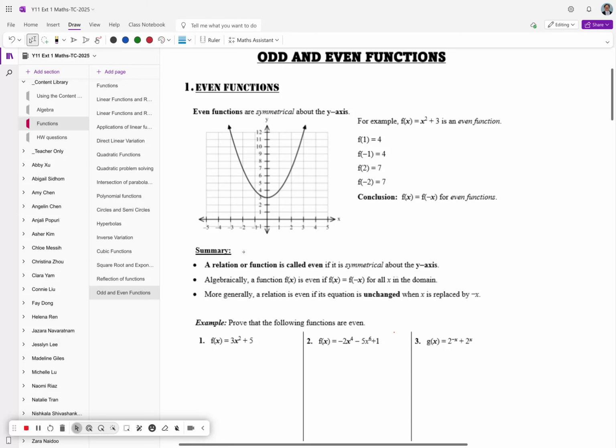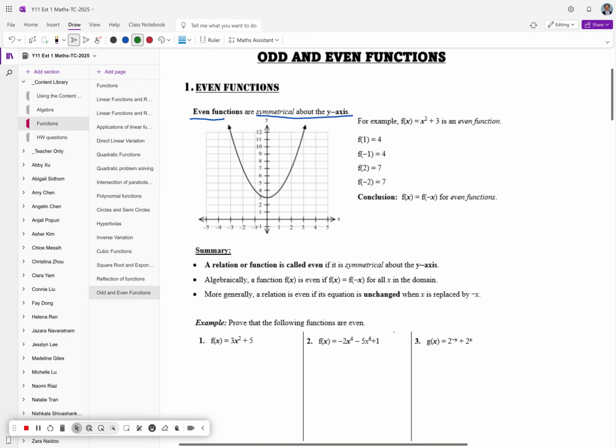Okay, we're going to look at odd and even functions. We've got a parabola here, y equals x squared plus 3. So let's have a look at f of 1 equals 4 here. Okay, and the key point that we're going to explore with even functions is they're symmetrical about the y-axis.